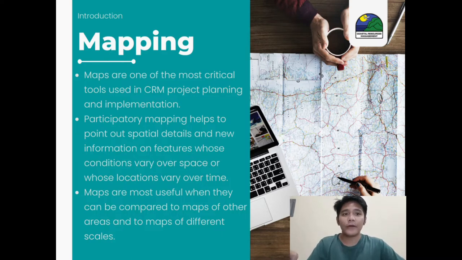Participatory mapping helps to point out spatial details and new information on features whose conditions vary over space or whose locations vary over time. So this means that mapping can give us new information about our coastal area and resources, and with that, magagamit natin sila para mag-provide ng visual media kung saan mas maraming makakaintindi, even though our verbal communication is constrained by difference in language, background, education, and worldview.